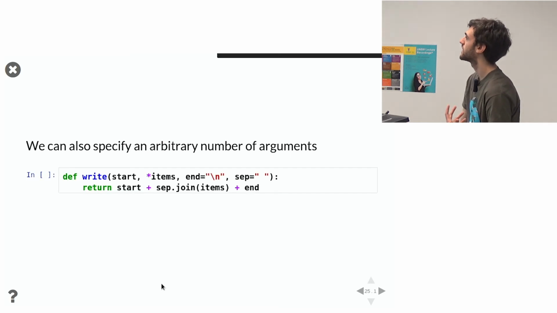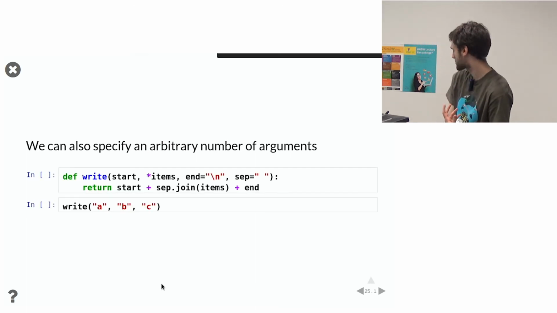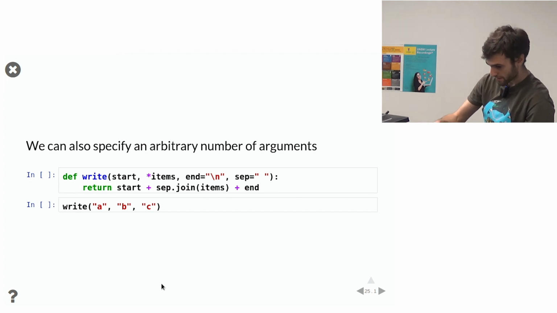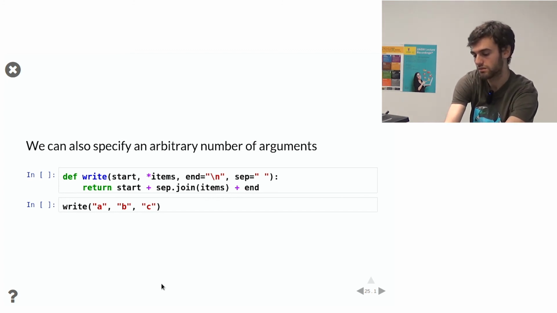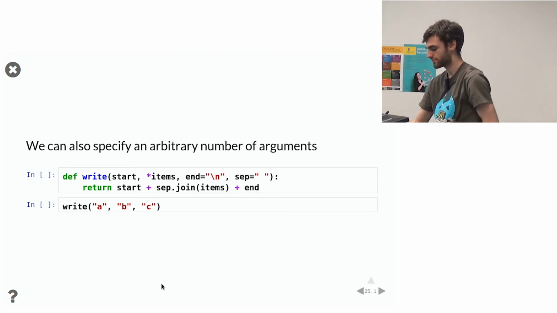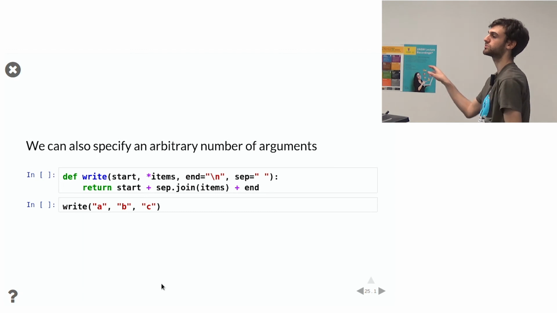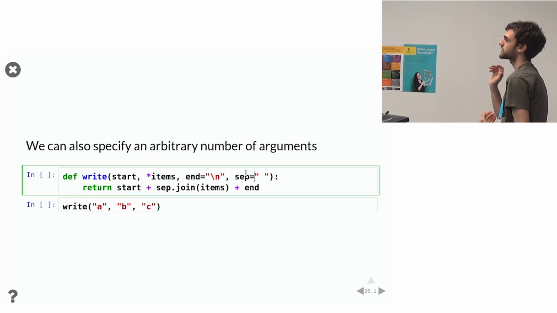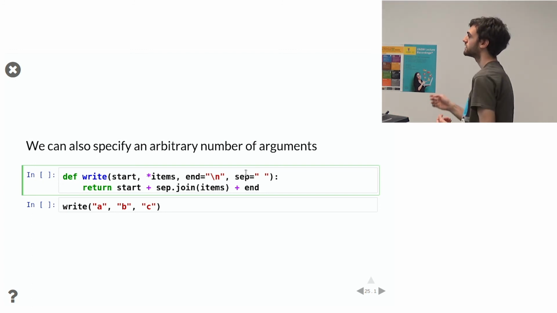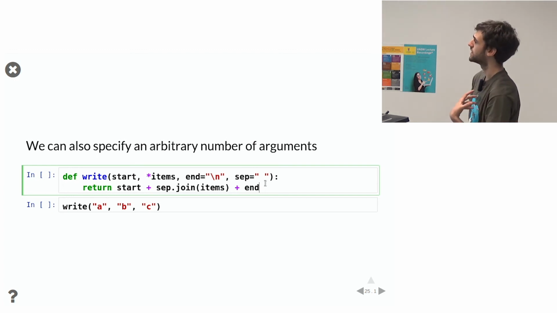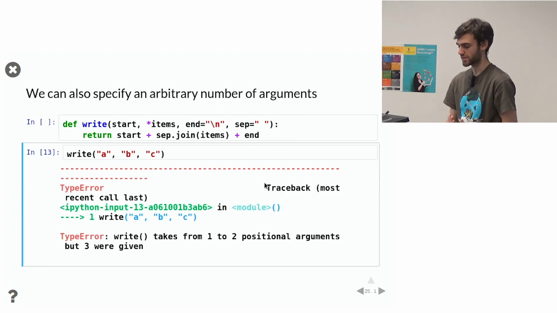You can also specify an arbitrary number of arguments. I have 12 minutes, right? Just in case. So in this function, we're saying take in the start and then take in a multiple number of items, right? And so what happens here is this function starts with something and then joins all the other arguments given to it and then just prints the end.